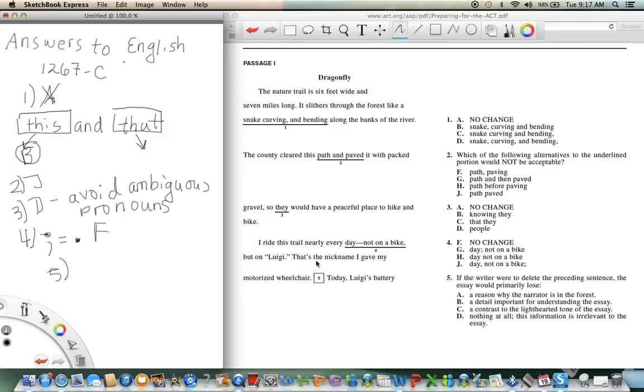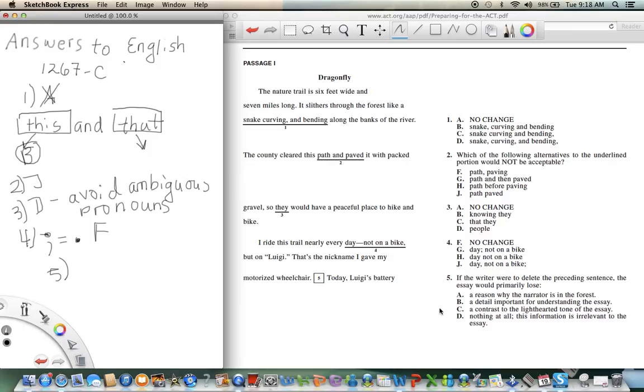Now, finishing up with question 5. The author says, that's the nickname I gave my motorized vehicle, or wheelchair. So that's what Luigi is. It tells us, because remember, when I was reading that, I was like, okay, that's strange. But now I know that that's why it's in quotation marks. So, does this give us a reason why the narrator is in the forest? No. Is it a detail important for understanding the essay? Maybe. Maybe we need to know this person is in a wheelchair. C, a contrast to the lighthearted tone of the essay. No. And nothing at all, the information is irrelevant to the essay. If you're uncertain, you could see that only B and D would be your choices.